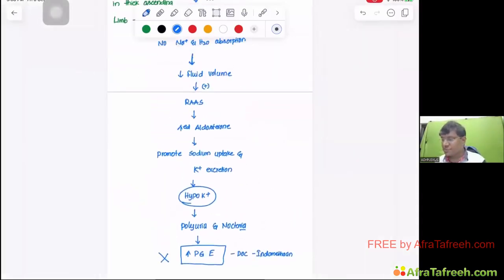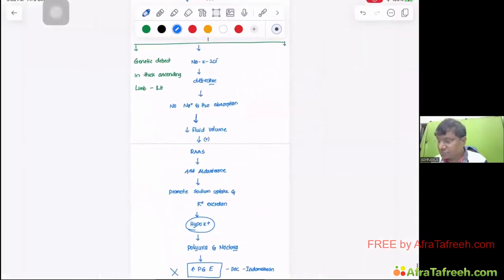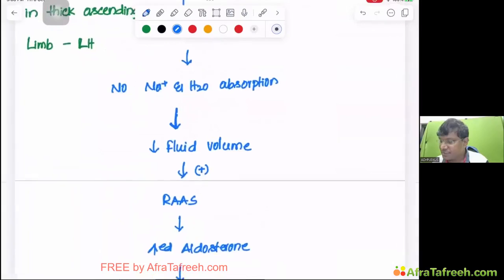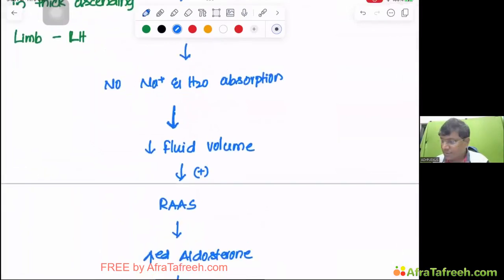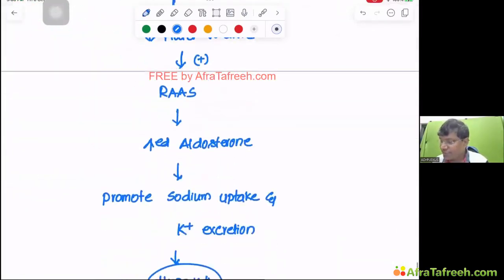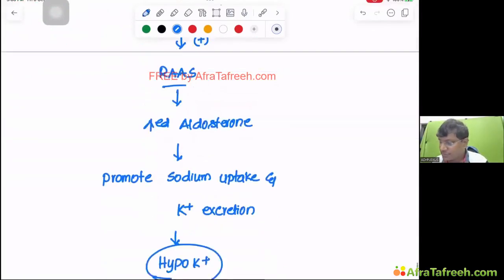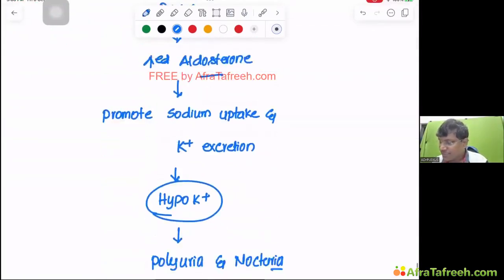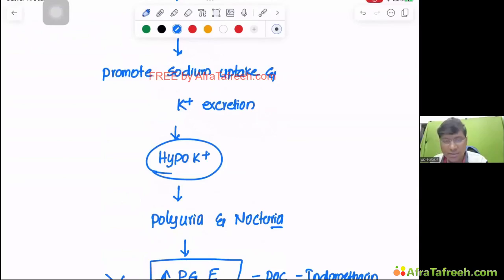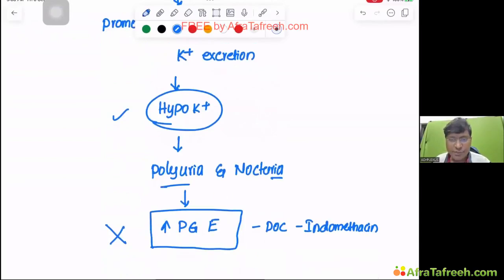So you just see the sequence of events that are happening now. There is a defect in the sodium potassium 2 chloride channel in the thick ascending limb of the loop of Henle. So that is the reason why there is no sodium and water reabsorption. Right? There is decrease in the fluid volume. In response to that, there is activation of RAS. Aldosterone is released, and that will promote sodium and water absorption. That will cause potassium excretion. And in response to hypokalemia, there is polyuria as well as nocturia.